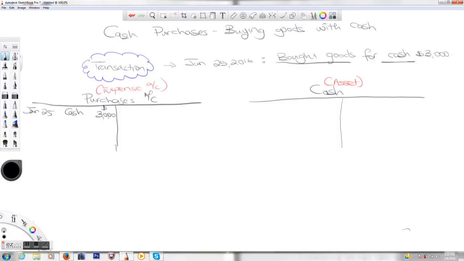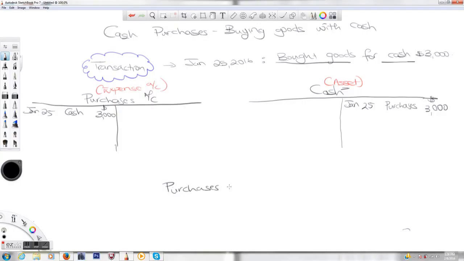And then cash, when we buy goods for cash, do we spend cash or do we get cash? Do we increase cash or do we decrease cash? We decrease cash. Cash is an asset. To decrease an asset, we credit. So we credit the cash account because this transaction is decreasing our cash. So we say January 25, we bought goods, that's what purchases means, of an amount $3,000.